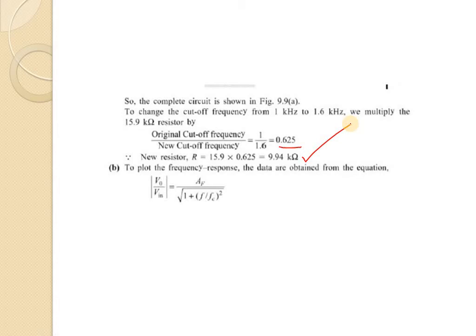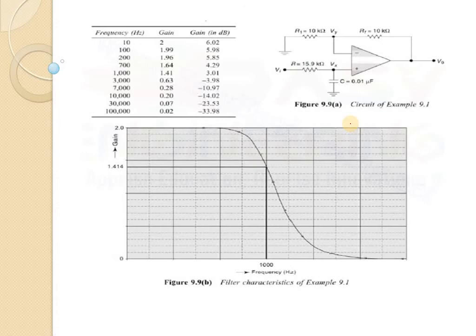Now to plot the frequency response, the data are obtained from the equation V0 by V input equals F by root over 1 plus F by Fc whole square. These values we have to plot in a chart. So this is the frequency value, and from the relation we have got, we can calculate the corresponding gains, and these are the corresponding gains in dB, and putting all these values we have got this response.